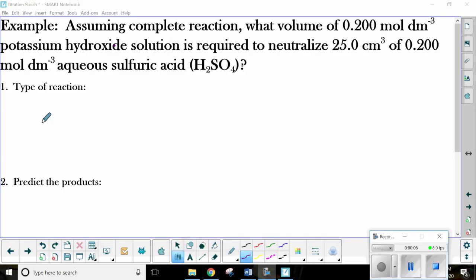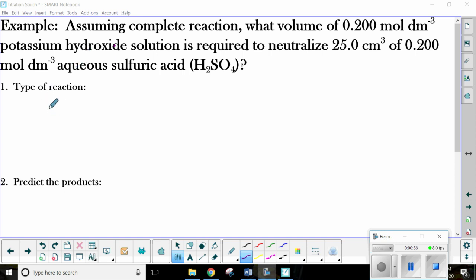Okay, so the first thing I'm going to do here is try to identify what type of reaction is happening when I've got a volume of 0.200 mole per liter. And remember, the dm^-3 means liter, potassium hydroxide solution. And it's going to be reacted to neutralize 25 cm^3, and the cm^3 is milliliters, of 0.200 mole per liter aqueous sulfuric acid. So remember, step one is to figure out what type of reaction I've got.